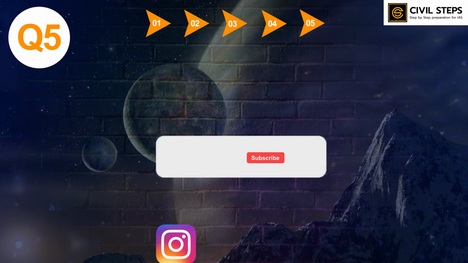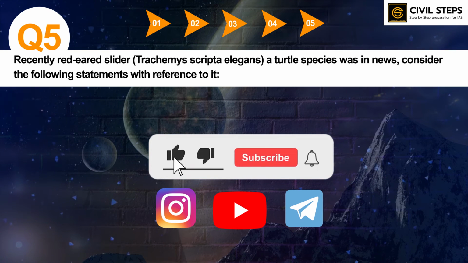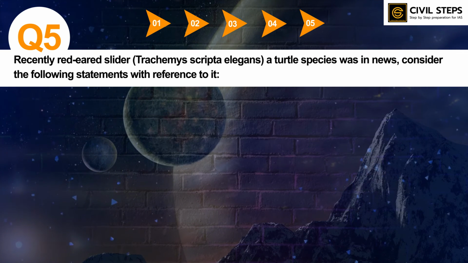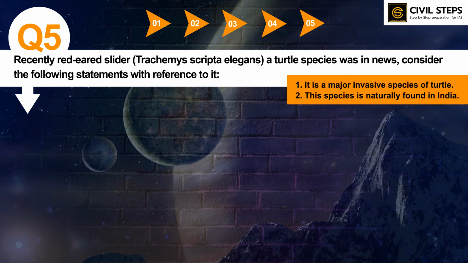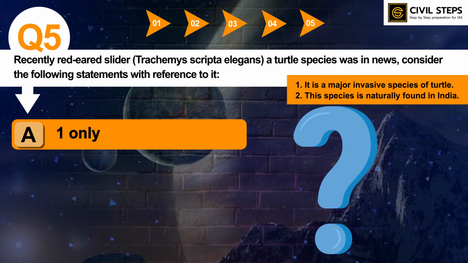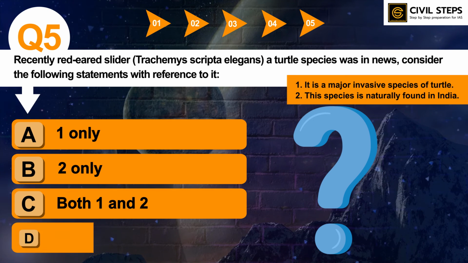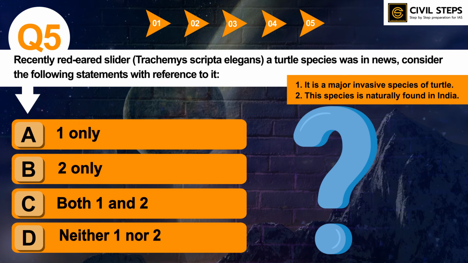Here is question 5. Recently, red-eared slider, a turtle species, was in news. Consider the following statements with reference to it. First, it is a major invasive species of turtle. Second, this species is naturally found in India. So which of the following statements are correct? Option A, one only, B, two only, C, both one and two, D, neither one nor two.